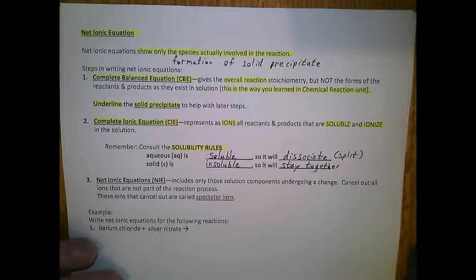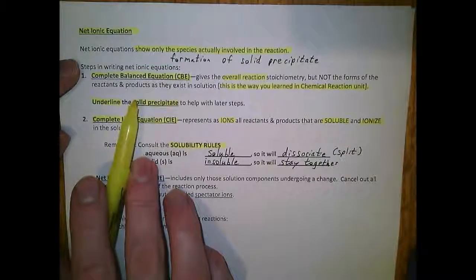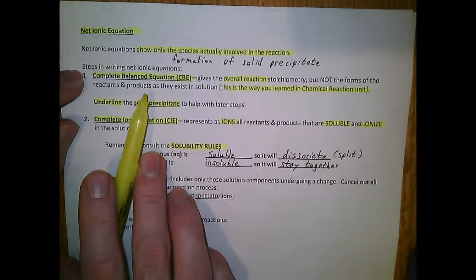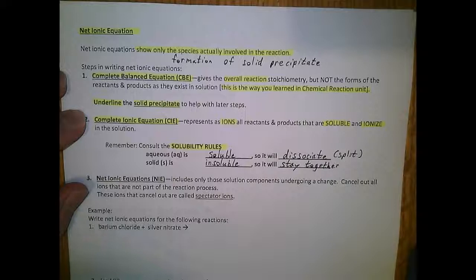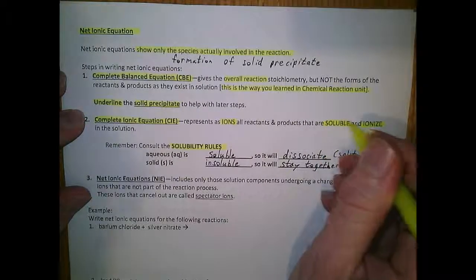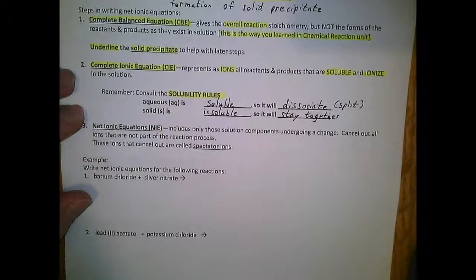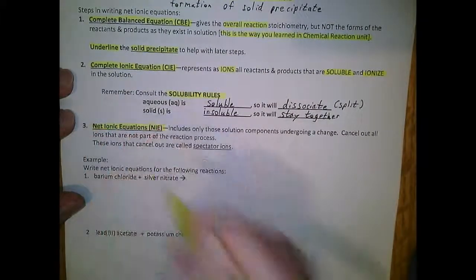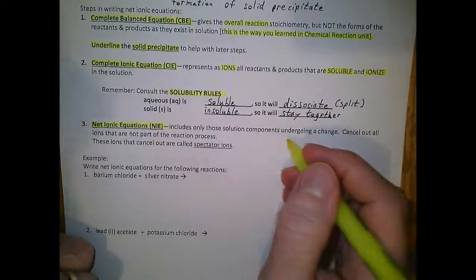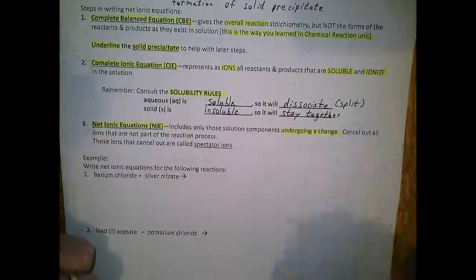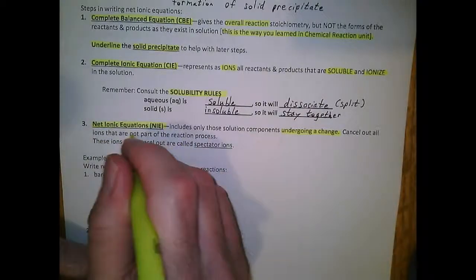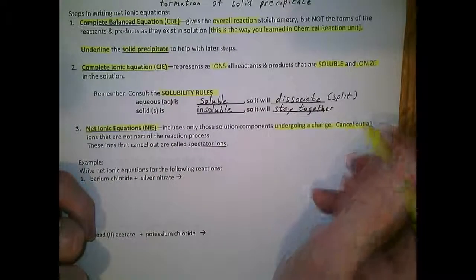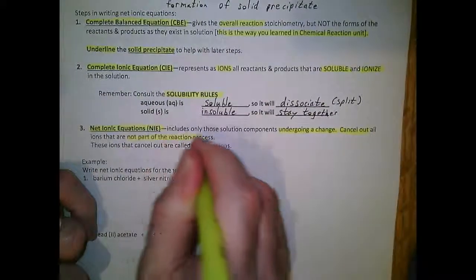Okay, our net ionic equation is the last step. So we do the complete balanced equation, just the way you're used to doing an equation, and then balance it. The complete ionic equation, where you take that balanced equation and split apart the ones that are soluble. And then we have the net ionic equation. That's the one that only includes the solution components undergoing a change. Cancel out all ions that are not part of the reaction process.